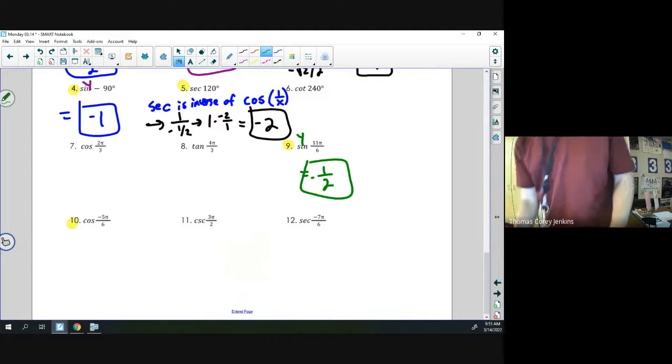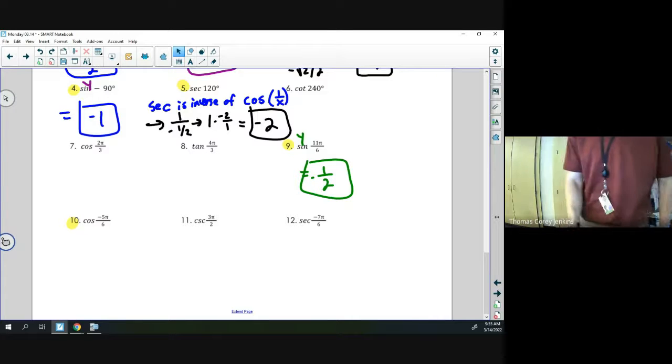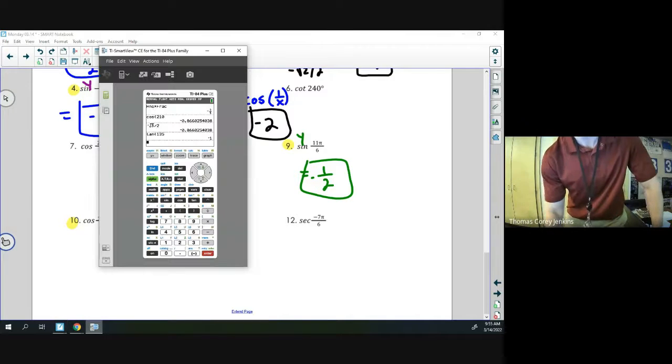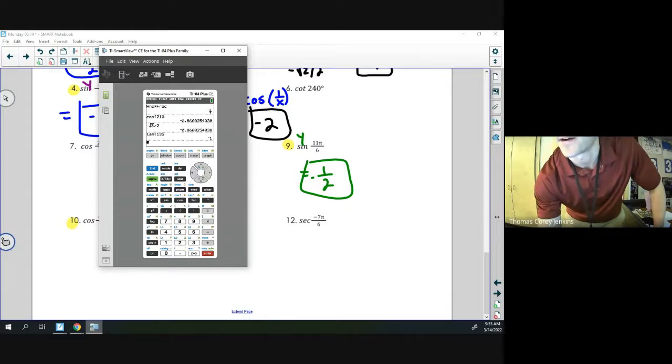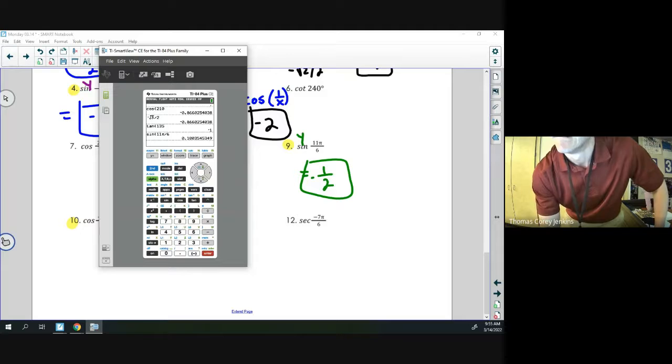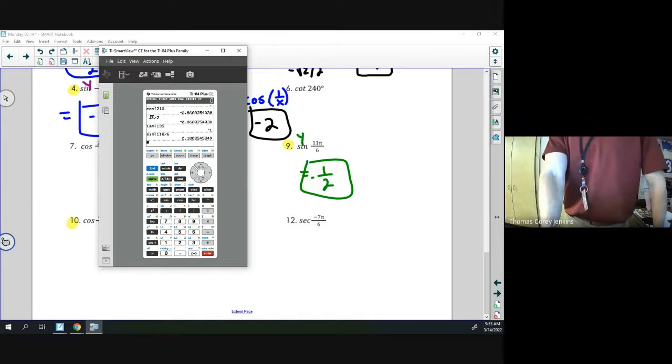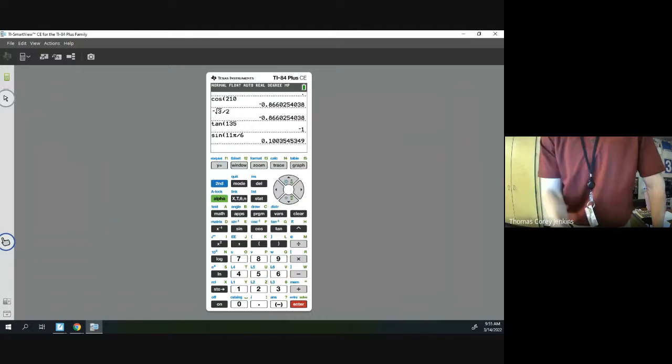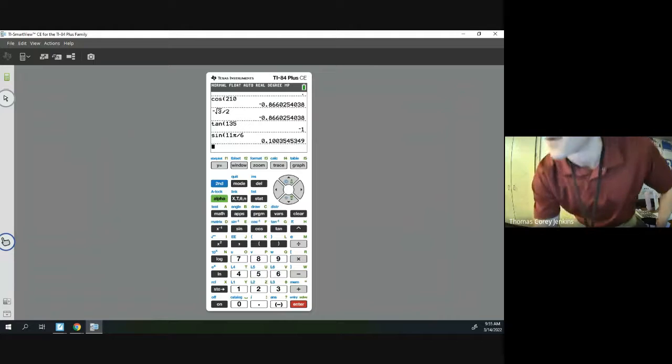A quick note before we move on. Now, if I go to check this, so if I type in now sine of 11 pi over 6, say I just want to check my answer, that's not equal to -1/2. Anybody know what I would need to do to make my calculator read this right? Change it to radians.